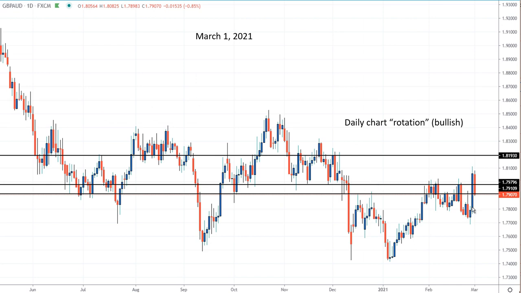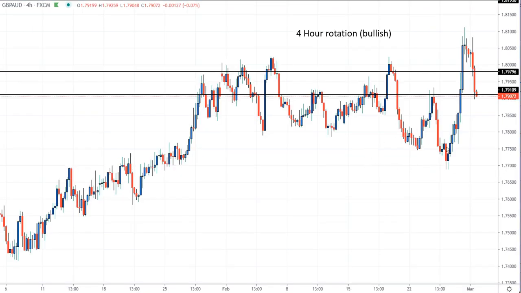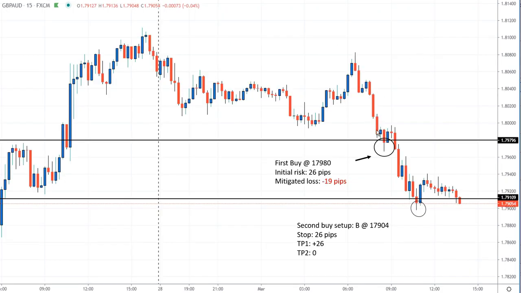So this pair here, I got rotation bullish because this daily price action took out all these highs and everything. That's a bullish reaction there. And on the 4-hour chart, it did the same thing, huge 4-hour bullish rotation. So we tried to buy it here, and there was a reaction, as you can see. The price went up and up and up, and then it fizzled and crashed, and we ended up losing on this trade. It was an initial 26 pip risk, but we mitigated that loss to just 19 pips. Then it comes down for a second entry down here, another one down here with this 26 pip risk, and this got up over 26 pips.